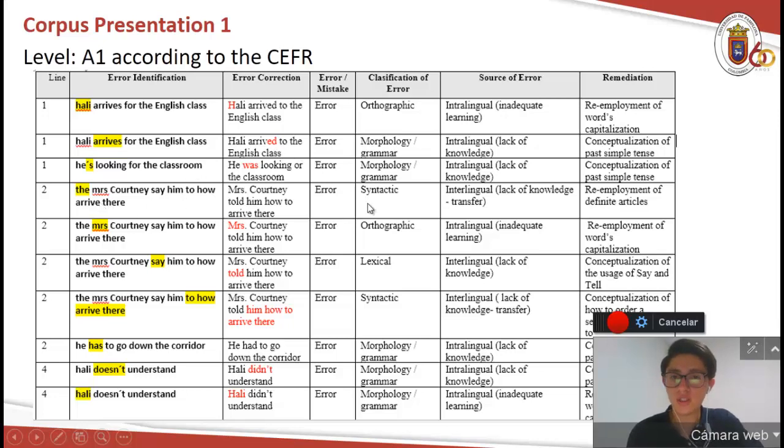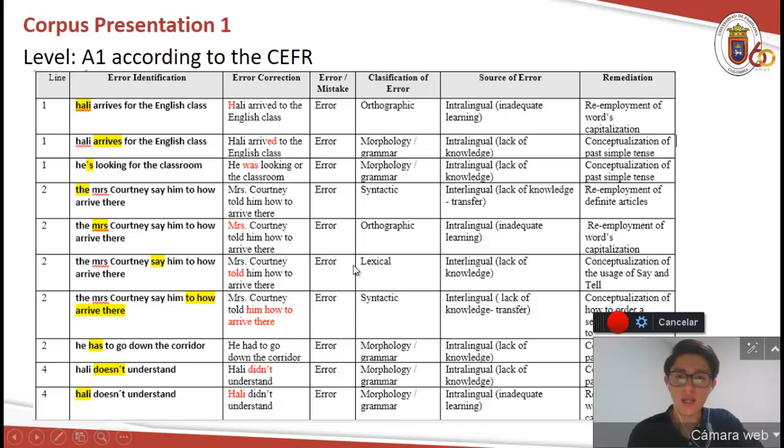We have here another one, "Miss Corny say him to how arrive there." In this sentence, I found three kinds of errors. First, the syntactic one, because the word "there" is added and it is not necessary to use it. That would be an interlingual mistake, caused by Spanish, right? Because in Spanish it is normal to use different articles, but in English it's not necessary. Here we have "Mrs." It must be capitalized. That would be an orthographic error because the word is written well, but it must be capitalized.